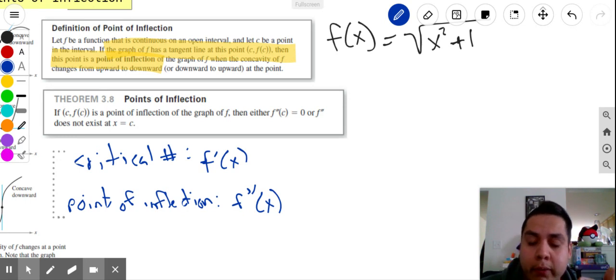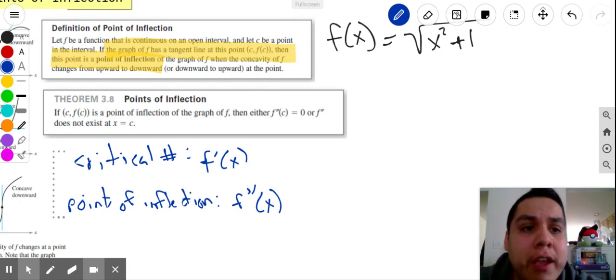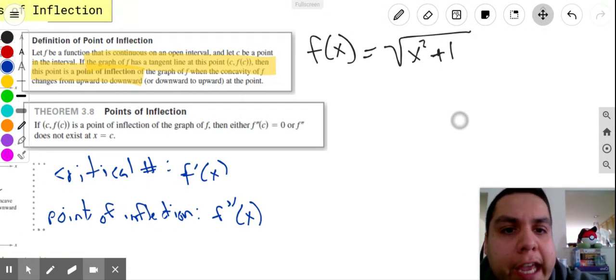Because both a critical number and a point of inflection deal with values of x where their respective derivative is either 0 or their respective derivative does not exist. The only difference is a critical number refers to the first derivative, whereas the point of inflection refers to the second derivative. Okay? So as long as you keep that in mind, we're using the same skills that we did last week. So enough yammering, let's do some math.